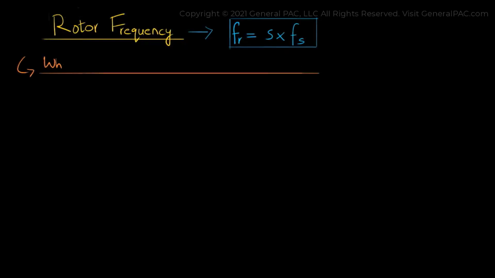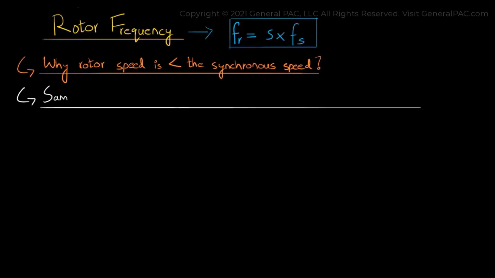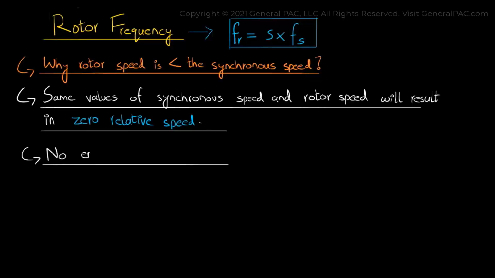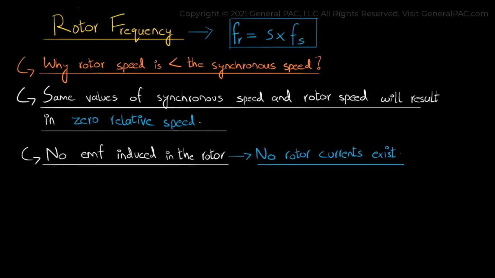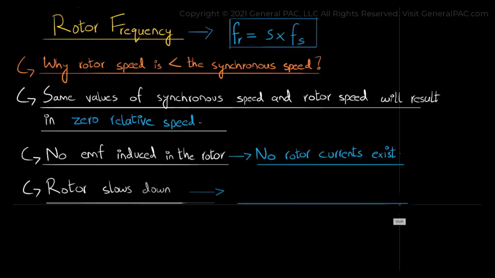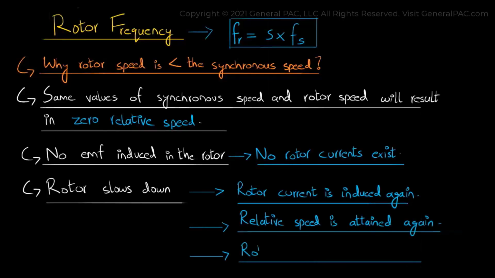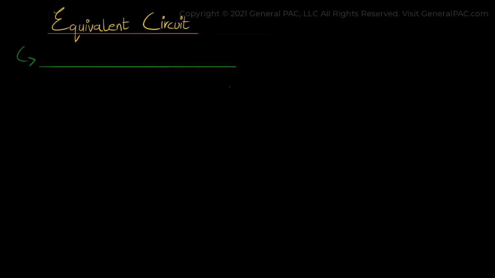You may ask why the rotor speed is always less than the synchronous speed. This is because the same values of synchronous speed and rotor speed will result in zero relative speed. This means that there is no EMF induced in the rotor, and therefore no rotor current exists. So the rotor slows down. Upon slowing down, rotor current is induced again, and the relative speed is attained again, causing the rotor to rotate again smoothly. Returning back, the equivalent circuit of an induction motor is similar to that of a transformer.